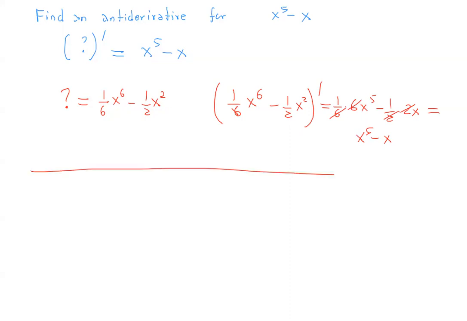So in general, to give a general formula that will help us, whenever we're looking for the function whose derivative is x to the n, the answer is take 1 power higher and actually divide by that power, by that exponent.